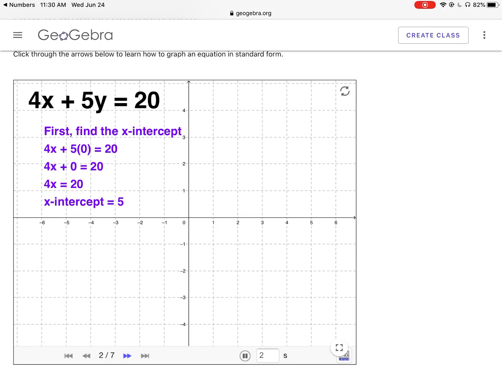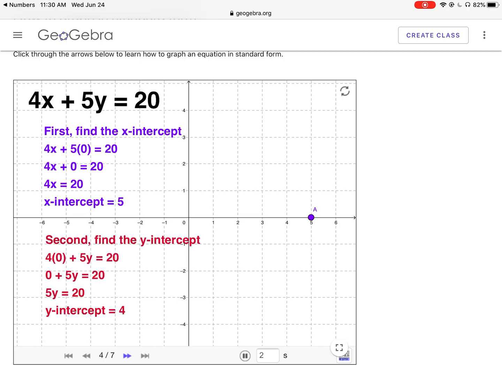Notice really what that comes down to is, in this particular case, I take the constant of 20 divided by the coefficient on x of 4, and that results in an x-intercept of 5. And now you plot that point. And after you plot the x-intercept, now you find the y-intercept. Find the y-intercept by plugging 0 in for x. In this case, that leads us to the constant of 20 divided by the coefficient of y of 5. That leads us to a y-intercept of 4.